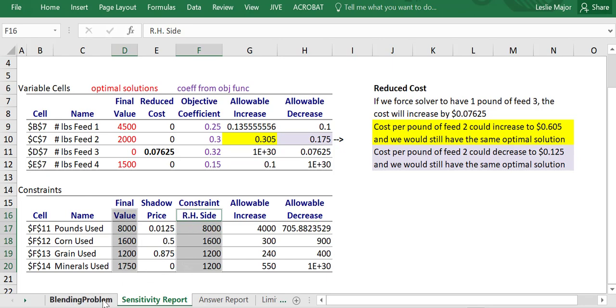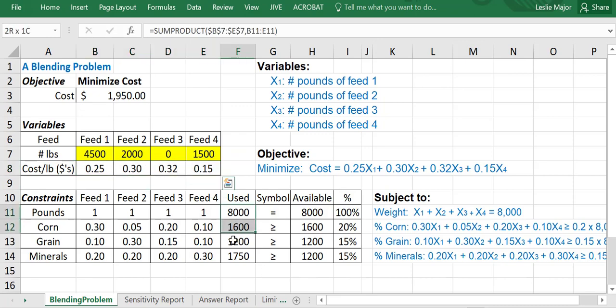What these actually are, if we look back at the problem, is how much of each resource we used versus how much was available. Notice we needed exactly 8,000 pounds of feed, and then we just went to the minimum of corn needed and the minimum of grain needed. We needed at least 1,200 pounds of grain and at least 1,600 pounds of corn. We used just those minimums, and then notice that for minerals, we went quite a bit over. Again, our goal is to minimize the cost, so apparently it's not that expensive to have a lot of minerals in the mix.